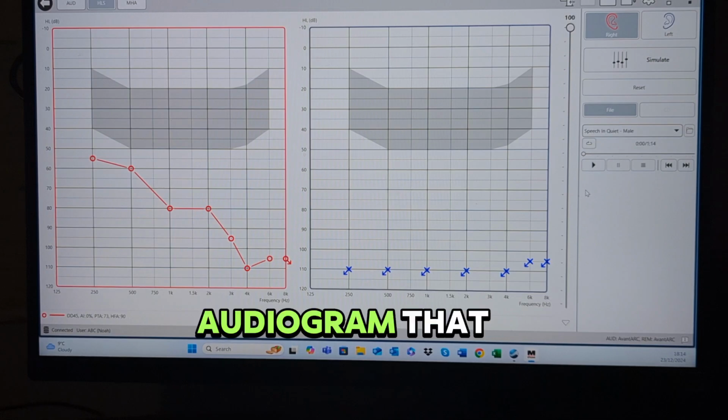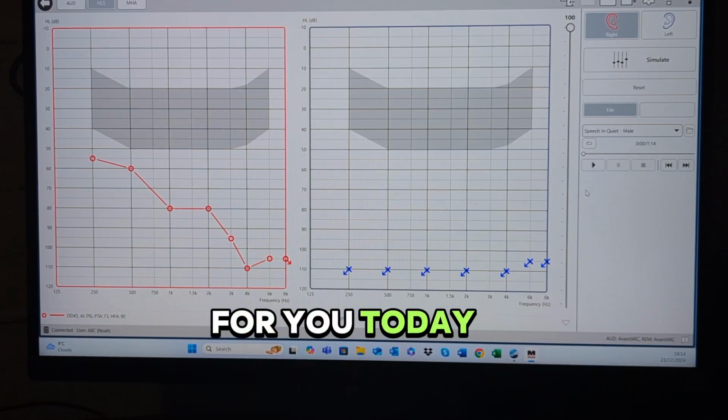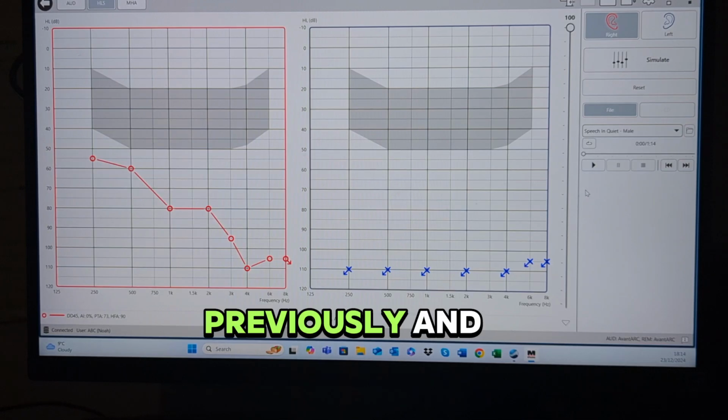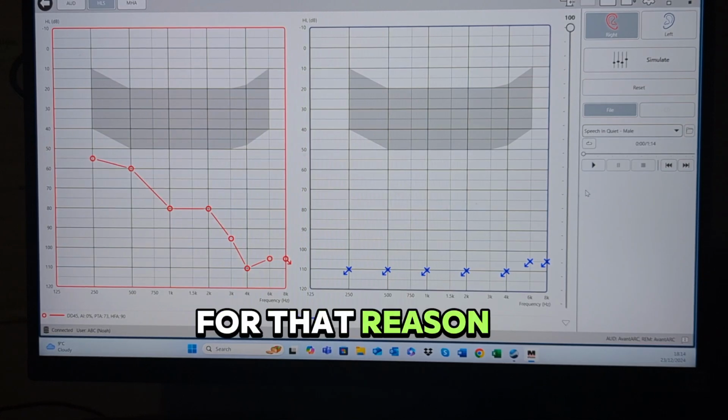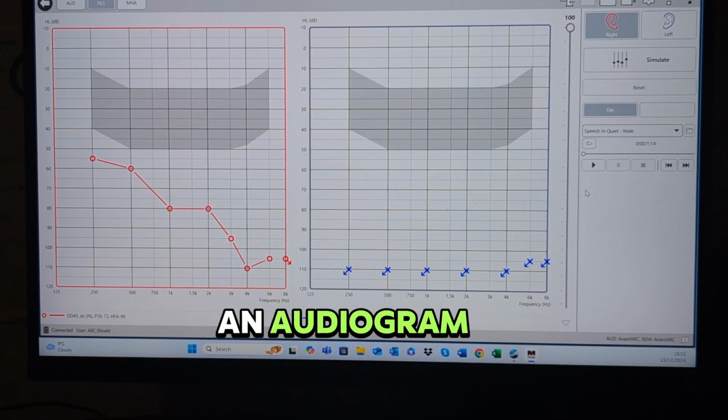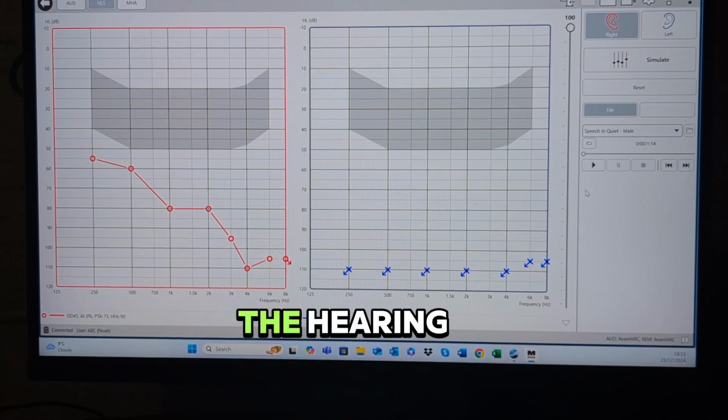This is the 13th audiogram that we will be simulating for you today. It's a very interesting case. I don't think we've seen an audiogram like this previously, and for that reason, I'll go a bit deeper into the explanation of what we are looking at in terms of the results. So for those who have not seen this before, this is called an audiogram, and it maps out the hearing test results.